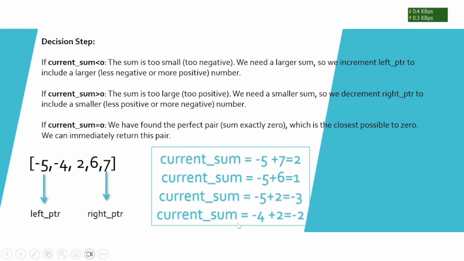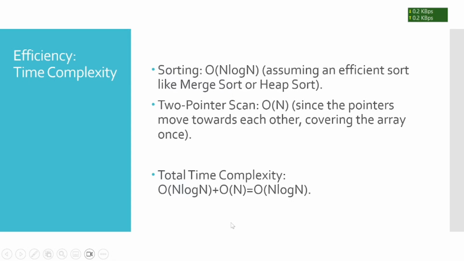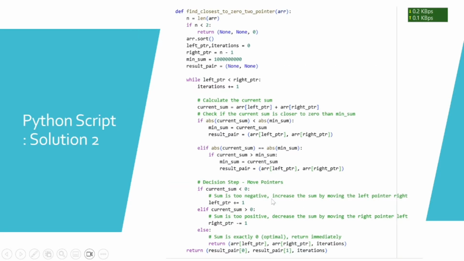The time complexity for this is in two parts. One is the sorting, for which we can take the example of merge sort, so it's n log n. And since we will find the perfect pair or the least pair in one iteration itself, the time complexity for scanning will be n. And when we add this, since n is negligible compared to n log n, we will take the time complexity as n log n.